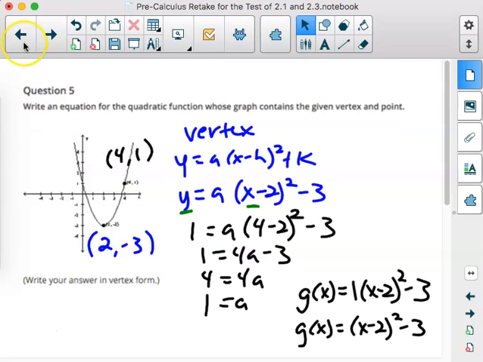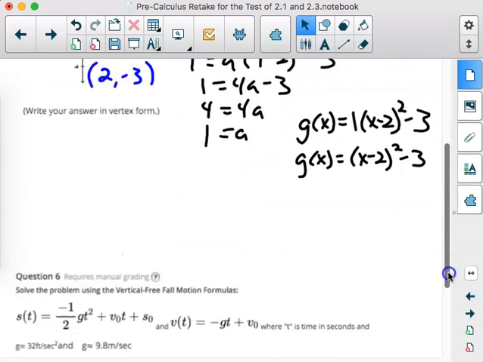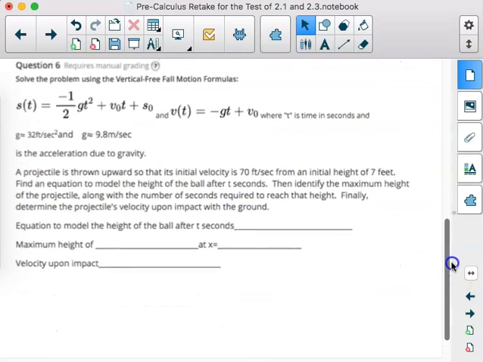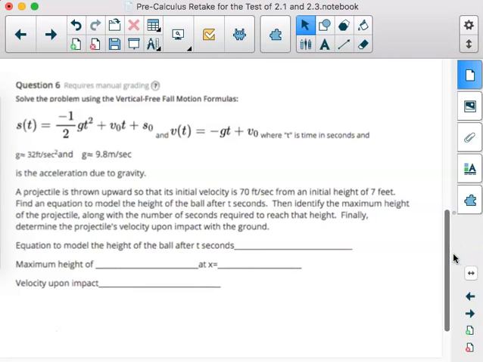Oh, wait a second. There should be a big word problem down here somewhere. There it is. The big, huge word problem. Solve the problem using the vertical free fall motion formulas. So we see S of t and V of t, where t is time in seconds, and gravity is about 32 feet per second squared and about 9.8 meters per second.